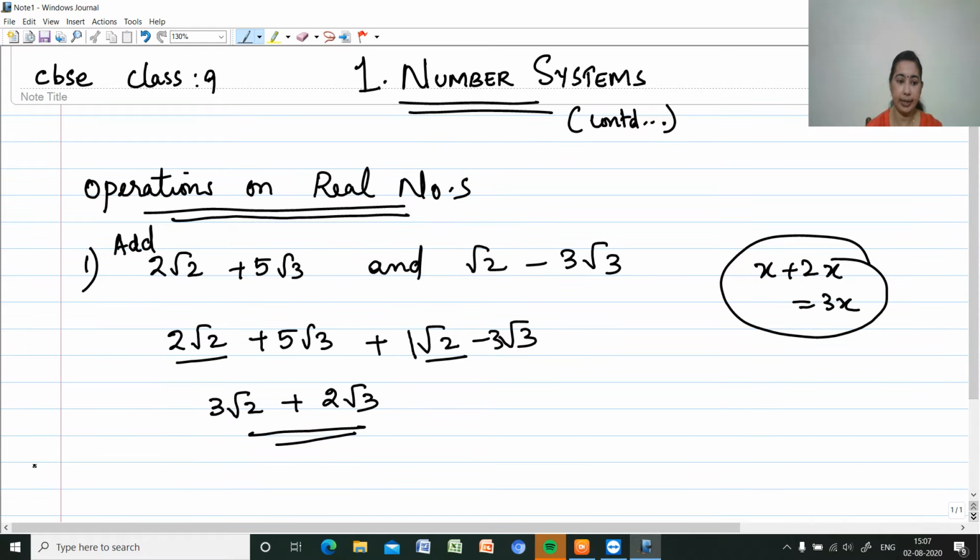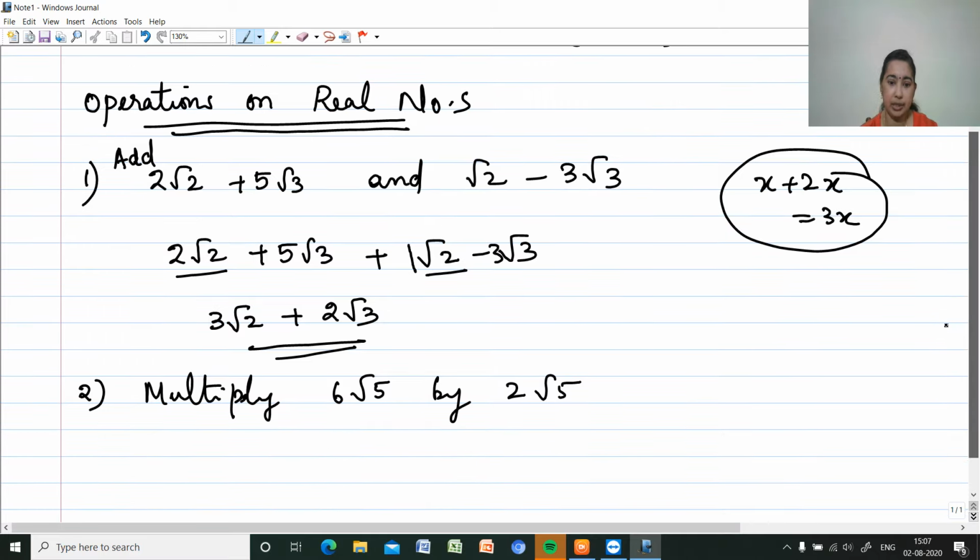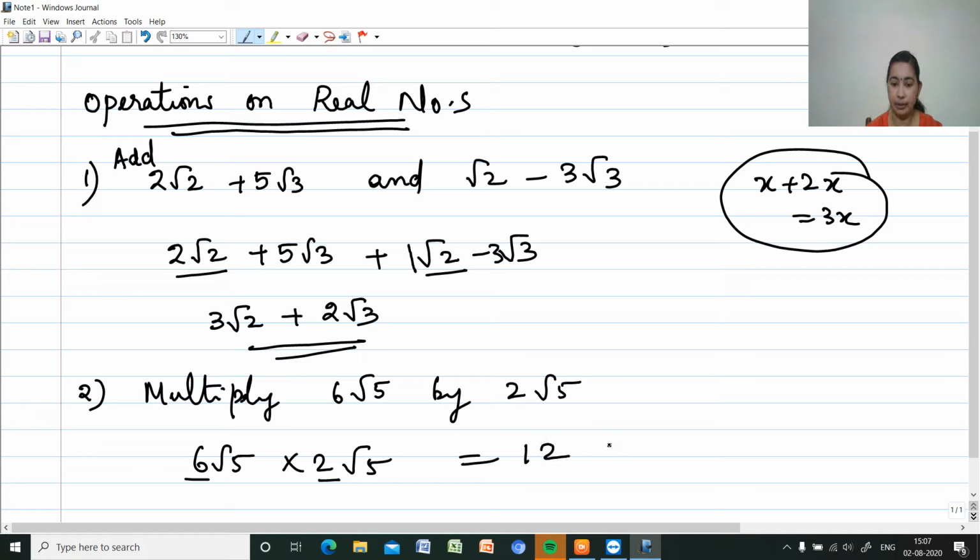Now next, second question. Multiply 6 root 5 by 2 root 5. So ordinary multiplication itself: 6 root 5 into 2 root 5 gives, first we multiply 6 into 2, that is 12, into root 5 into root 5. So root 5 into root 5 is 5. So 12 into 5 gives 60.